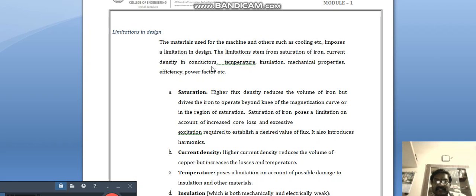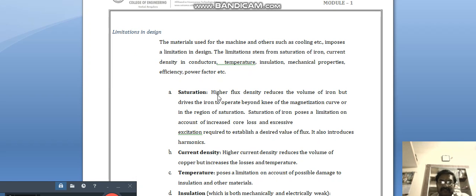I told there are three things only: electric field, magnetic field, and insulation. Here, for saturation of iron, the magnetic field will be affected. Current density, electric field will be affected. Temperature and insulations, these things, insulations will be affected. So let me see limitations in design in detail.